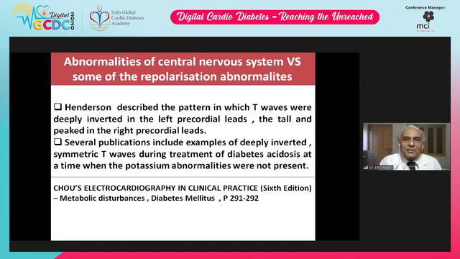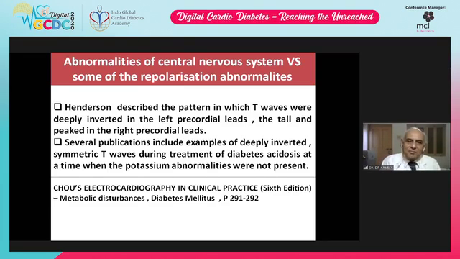Abnormality of the central nervous system versus some of the depolarizing abnormalities. Anderson described a pattern in which T waves are deeply inverted in the left precordial leads, but tall T waves in the right precordial leads. Several publications include examples of deeply inverted symmetrical T waves during treatment of diabetic acidosis, even at a time when potassium abnormalities were not present.